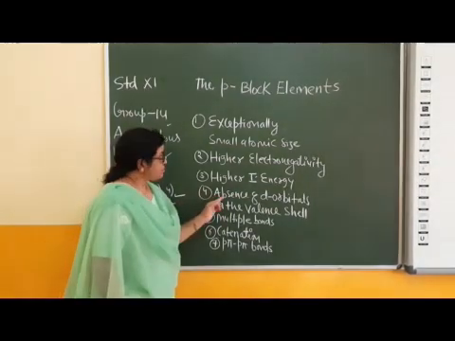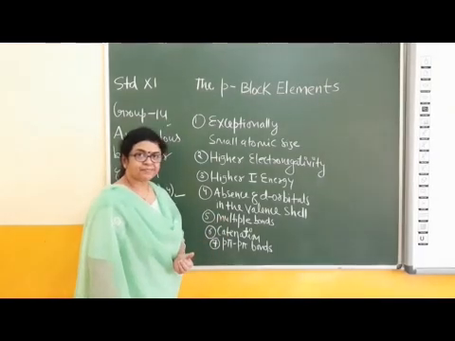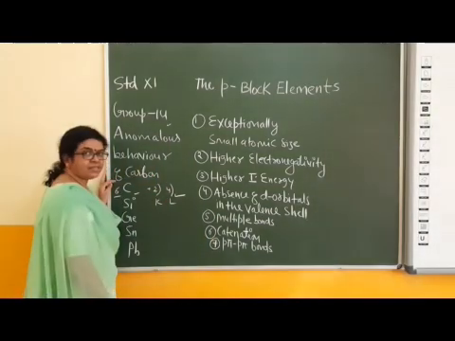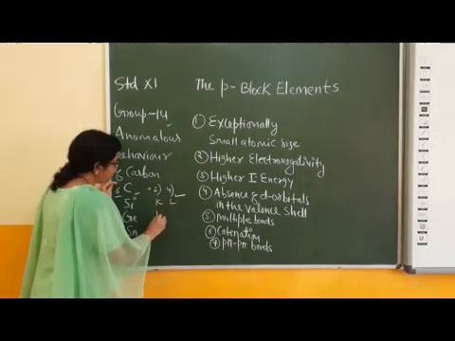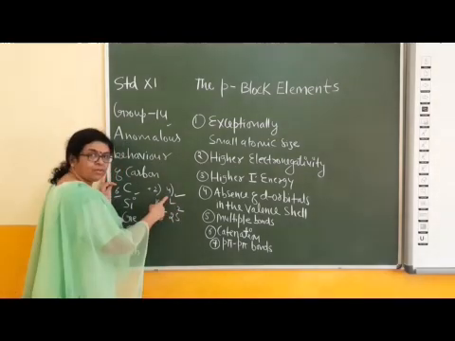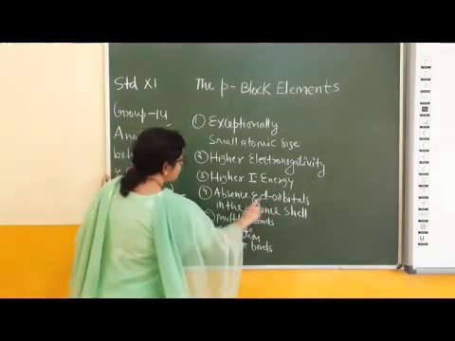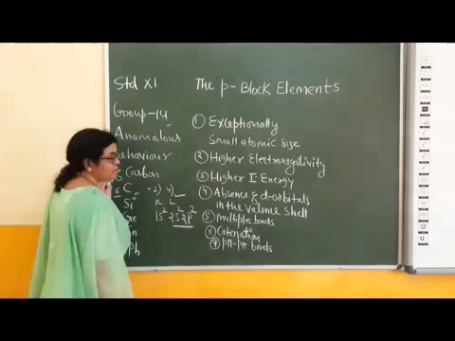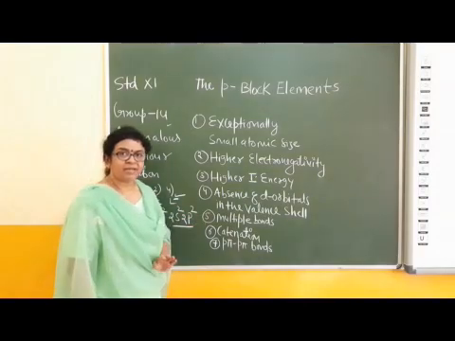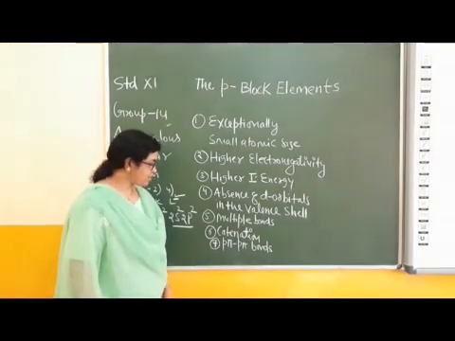Next anomalous behavior: absence of d orbitals in the valence shell. In the valence shell, which orbitals are present? Only s and p. 1s2 for 2 electrons, and 2s2 and 2p2 for the 4 valence electrons. So there is an absence of d orbitals in the valence shell. These are shells and these are subshells. Okay children?